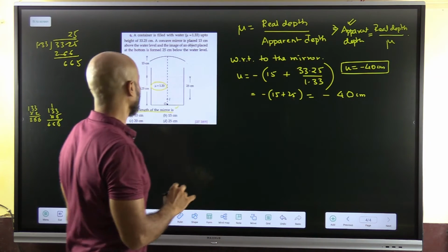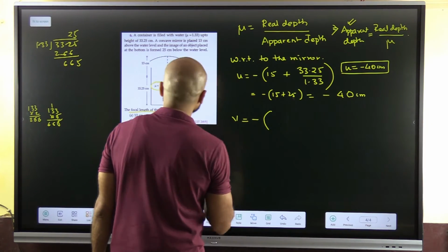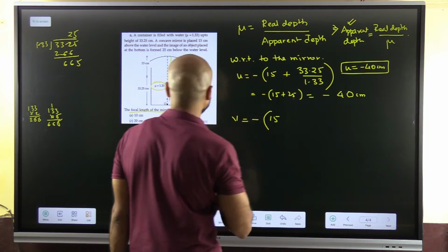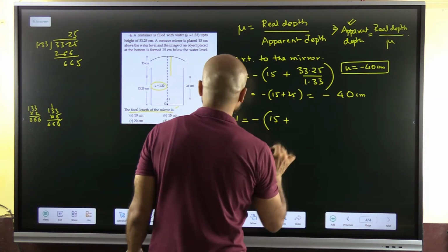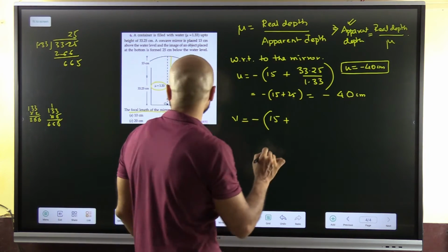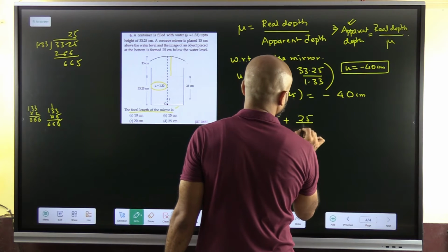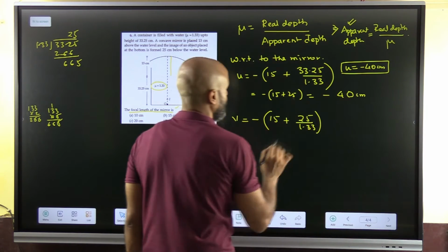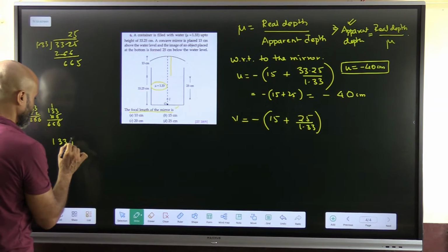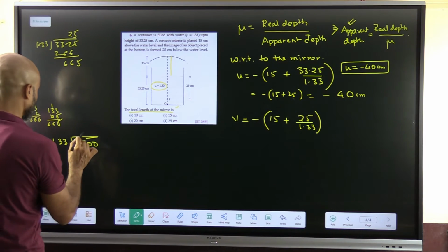Okay, now let's check for the value of v here. Again, the value of v will be how much? Minus, obviously this 15, that is the height of the water level from the mirror, that is minus 15, plus the image, this will be real depth upon apparent depth. The real depth of the image is how much? 25 upon mu. So this will be how much? 2500 upon 133.